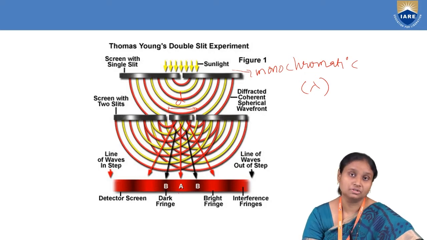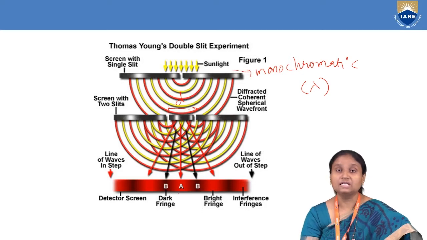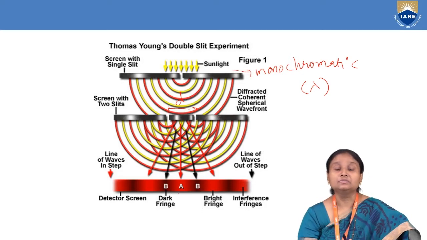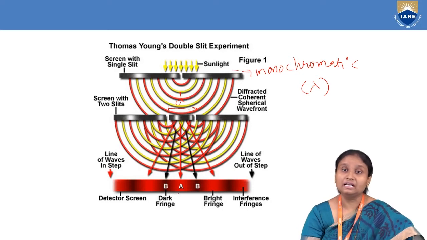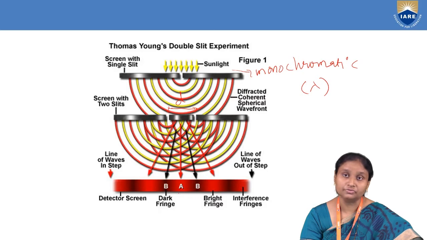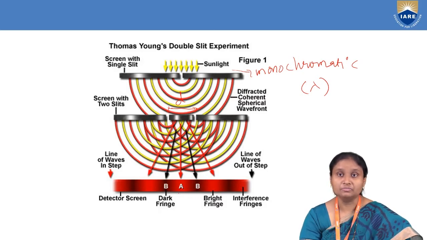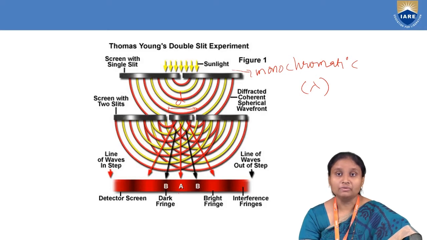They will not give rise to an interference pattern. So in order to get an interference pattern, these waves should be in phase with each other. That's why he has used a single source and divided the light into two parts by making them go through two different slits or two different pinholes.